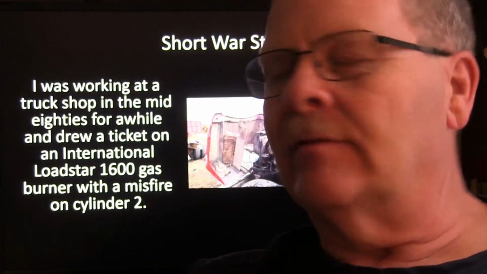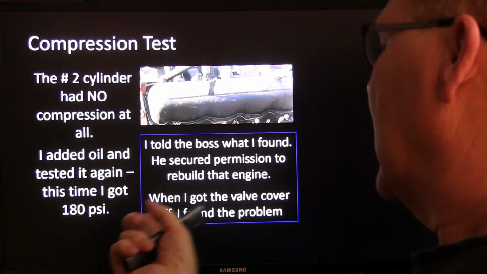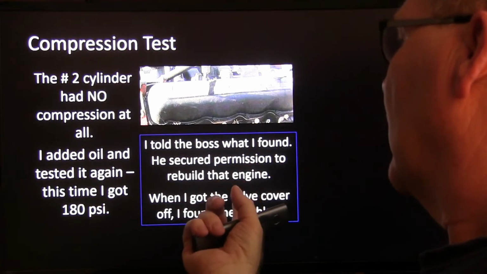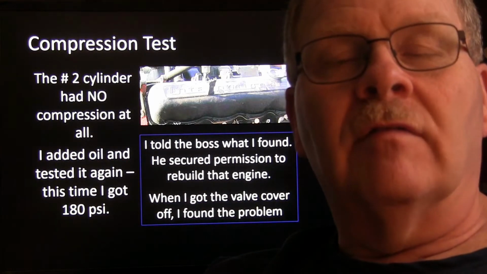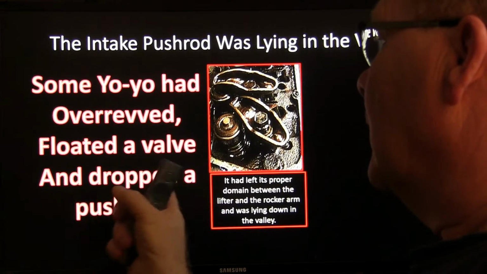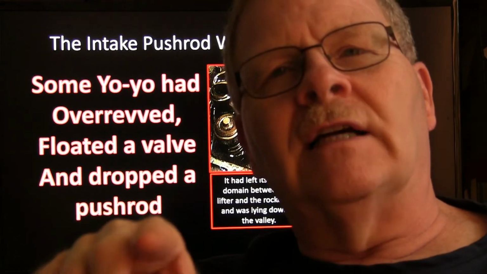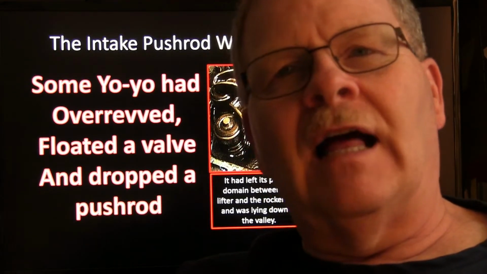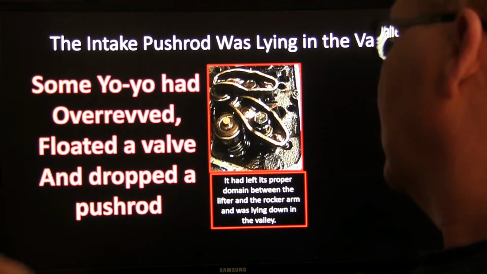That is a heck of a lot of compression there. Number 2 cylinder, no compression, added oil, 180. I told him what I found, and he said, let's rebuild it. Well, I got the valve cover off and found the problem. Some yo-yo had over-revved it, floated a valve, and dropped a push rod. One of the push rods for that cylinder was laying down in the valley. I fished it out with a magnet and put it back together. It really didn't need to be rebuilt.